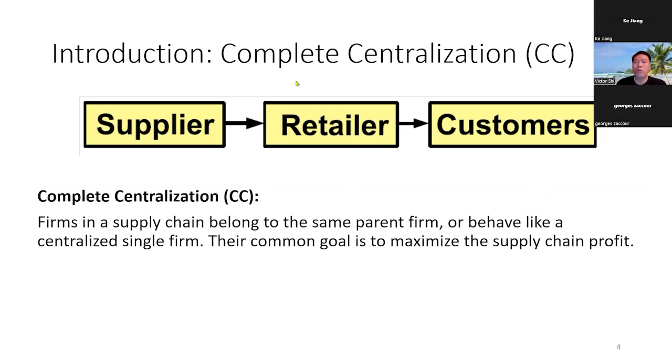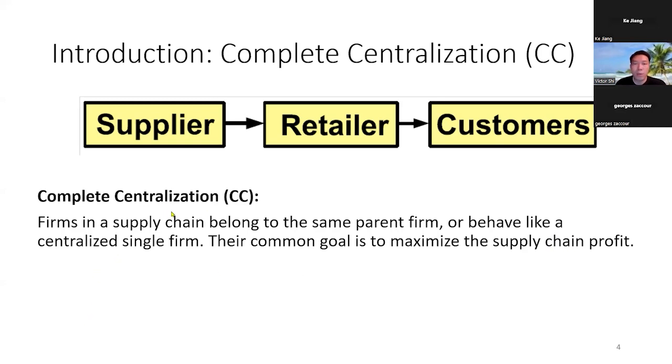The other extreme would be complete centralization, CC for short. So what is complete centralization, CC? It means firms in a supply chain belong to the same parent firm. So maybe there's a multinational firm or multi-division firm, right? So in this supply chain, all the firms belong to the same parent firm, or they may not belong to the same firm, but they behave like it. Okay, so they behave like a centralized single firm.